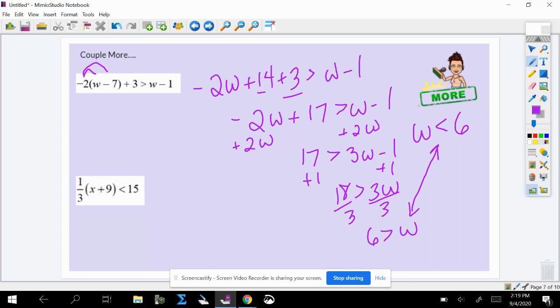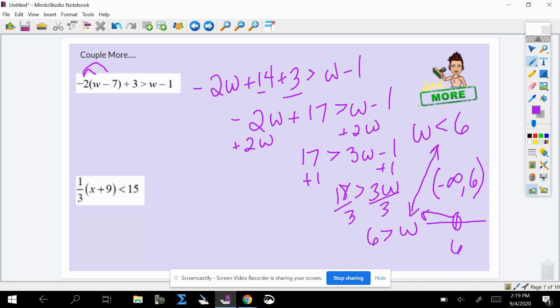My interval notation would be negative infinity to 6 with all parentheses, because 6 is not included. It's all the numbers that are smaller than 6. And my number line is going to be an open circle heading to the left, because it's all the numbers that are less than 6. A lot of times people like the variable to come first because it helps them draw your arrow.